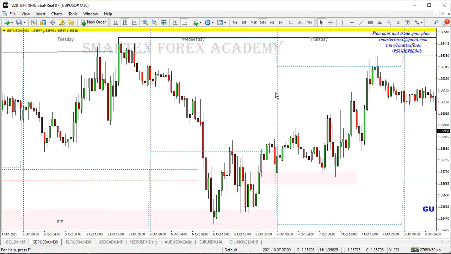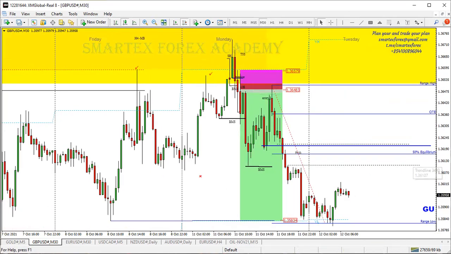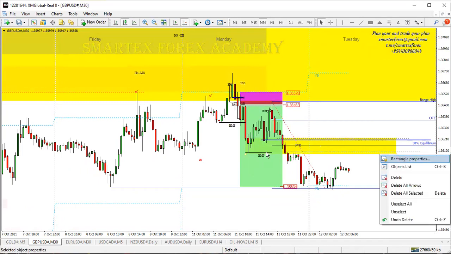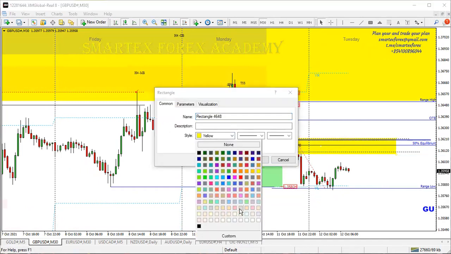So if we move to a lower time frame, let's check out the lower time frame and see what else we have. We have this breaker, 30 minutes of this zone. We will use a better color. It is this one.